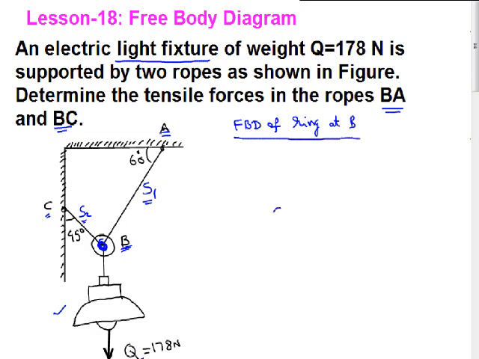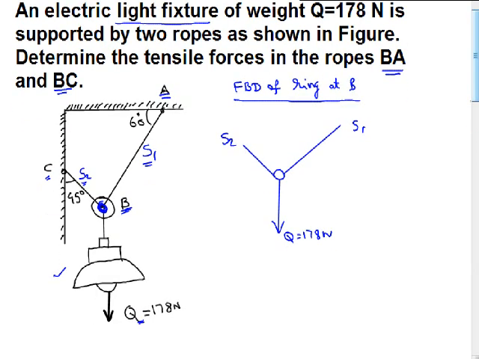So we draw this ring, and try to identify all the forces that are coming onto this ring. One force is the weight of the fixture, and we know this weight of the fixture Q is 178 newtons, acting down. Another two forces are, one force is S1, another force is S2. Now what remains is to fix the directions of S1 and S2.